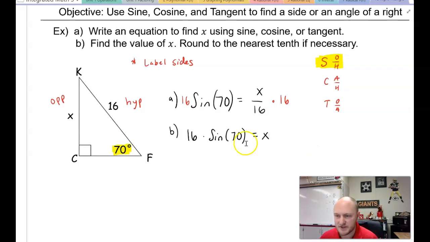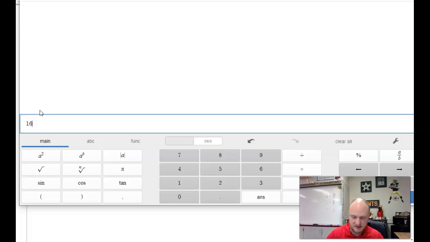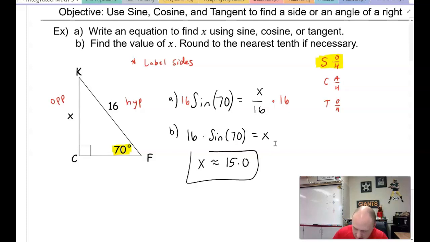All right, there's the exact value, and we want to approximate this. So I'm going to use my calculator. We got 16 times sine of 70. So 15 point, and they want us to round to the tenth, so I'm going to look at the 3, I'm going to let it rest. So 15.0. So x is approximately 15.0. And I include the zero just so it's clear I rounded to that nearest tenth. Okay? All right. There's example 1.